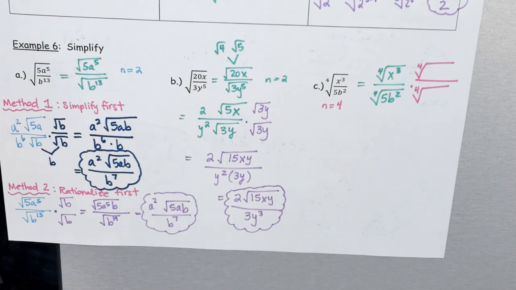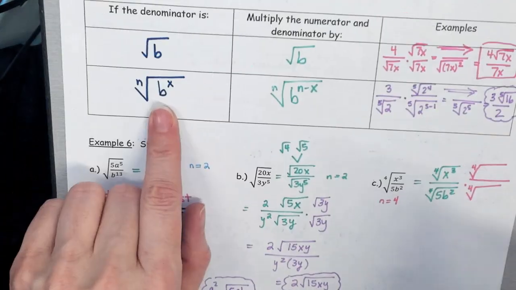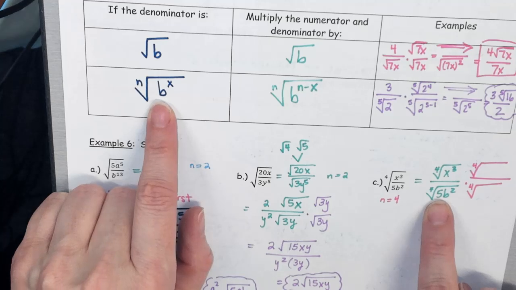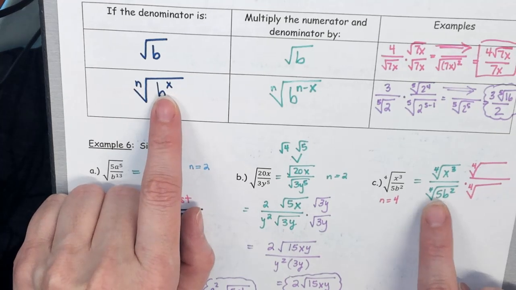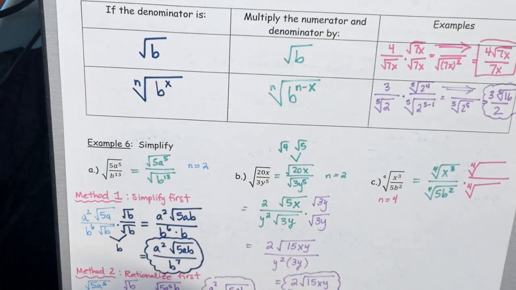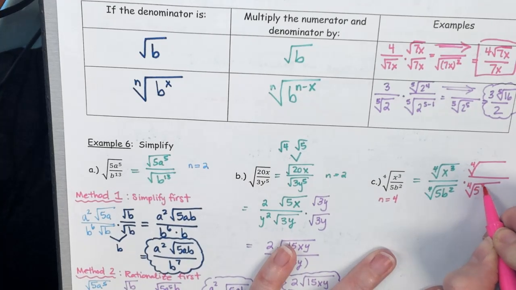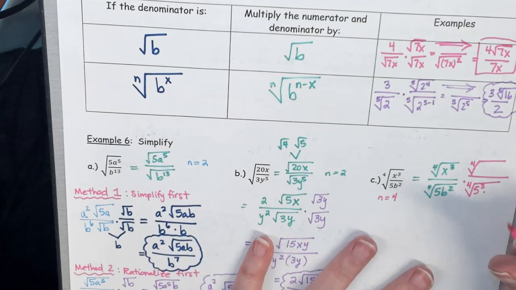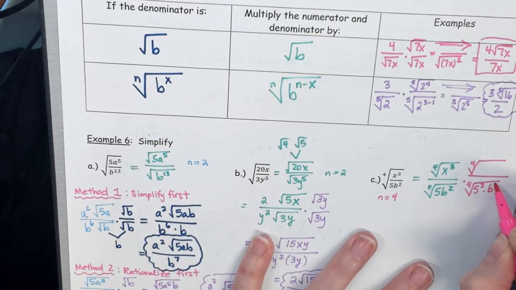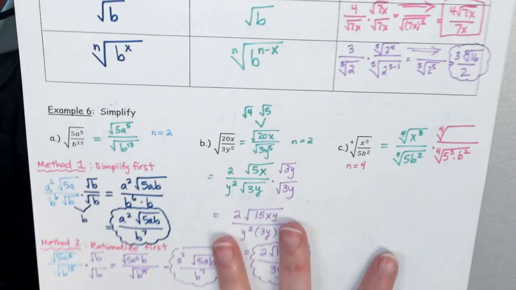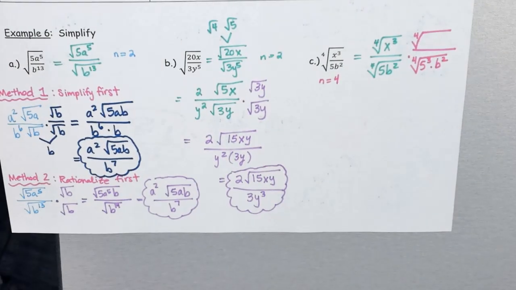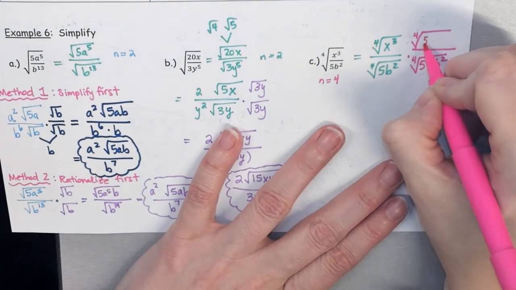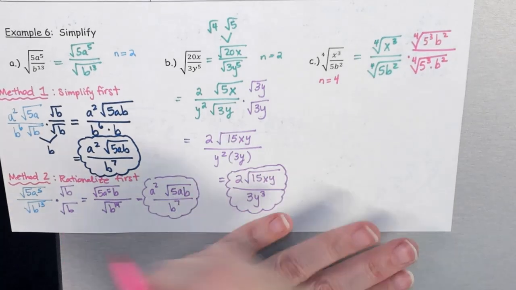And then if you want to use this, then think of this as 5 with an exponent of 1. What's 4 minus 1? 3. So you have to multiply by 5 cubed. You can do the same thing with the b. 4 minus 2 is 2. So you can multiply by the 4th root of 5 to the 3rd times b squared. Okay, so you do that on the top and on the bottom.